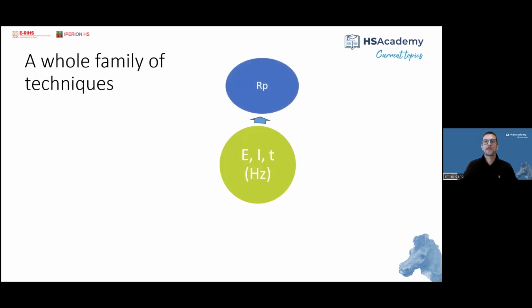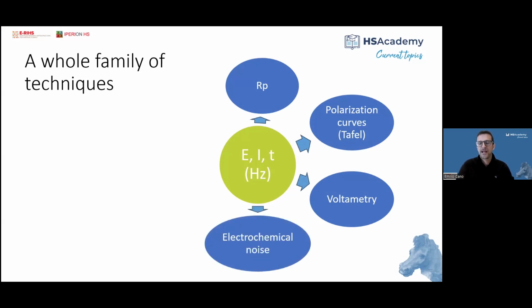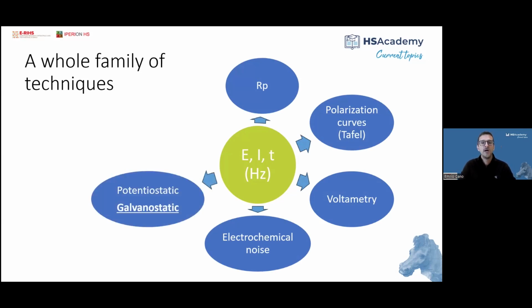Then we have, for instance, polarization resistance, which is a very typical one for measuring instantaneous corrosion rate, and polarization curves with extrapolation. We have voltammetry, that is very common for analytical techniques. Electrochemical noise, in which we do not apply any signal, we just listen to the electrochemical behavior of the system. We have also potentiostatic or galvanostatic techniques, in which we keep constant the potential or the current.